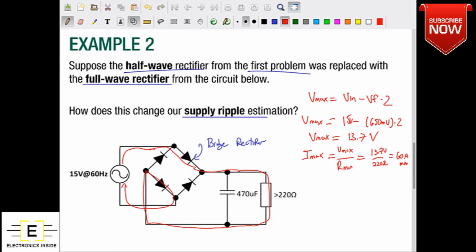We also know that the time that it's going to take for this capacitor to discharge, or the time for which this capacitor must provide current to the load, is now halved. So instead of using a full cycle of 16 2/3 milliseconds as our discharge time, we are going to use approximately half that, right? So we said it was approximately 16 2/3, so now we'll use exactly half of that approximation before, because now we're using the full wave rectifier.